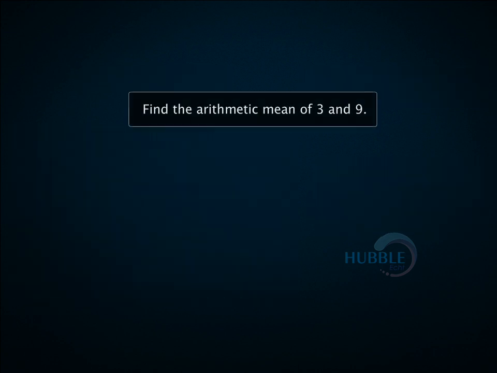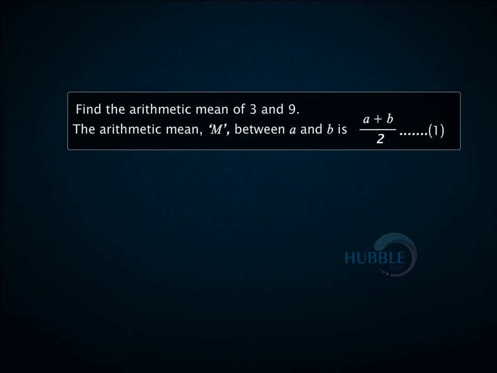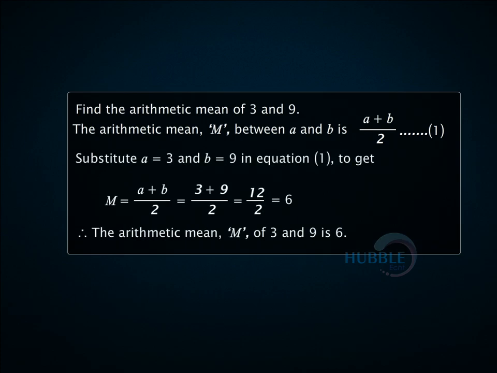Let's understand the concept of the arithmetic mean by finding the arithmetic mean of 3 and 9. We know that the arithmetic mean M is equal to the average of two given numbers. Therefore, substitute 3 and 9 for A and B in equation 1 to get the arithmetic mean as 6 as shown.